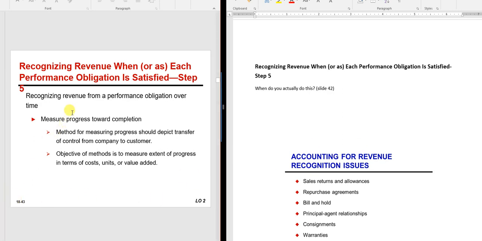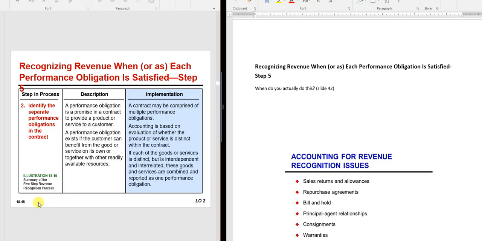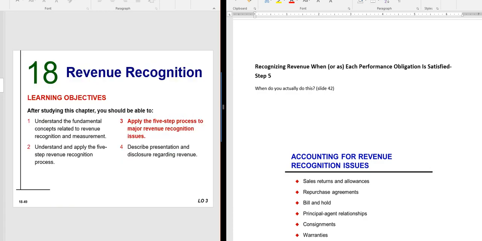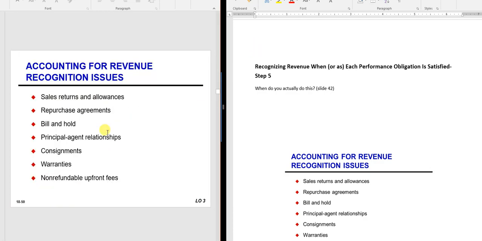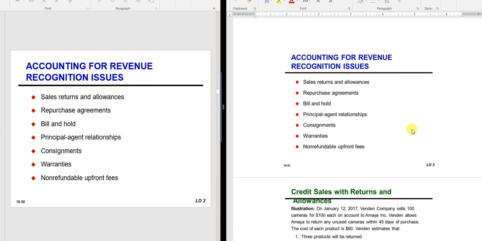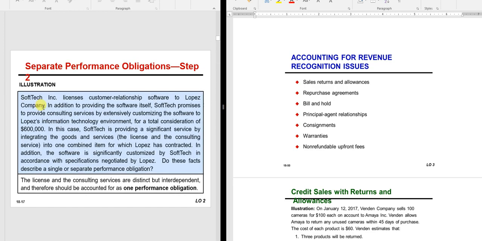Okay, so this one, sometimes you can recognize it over time. We've already done that with our training. And I'll just let you read through these. The identify the contract, that's just kind of a summary of what we've done. Okay, so this is the next section that we're going to talk about. And I think I'm going to stop here and make a separate video on that one.